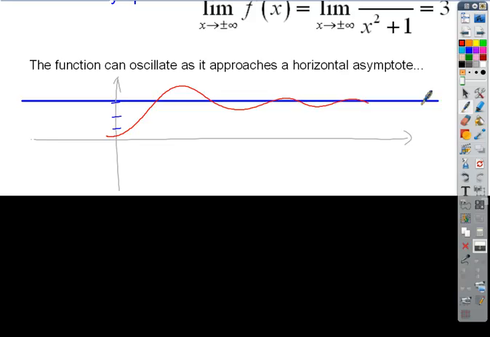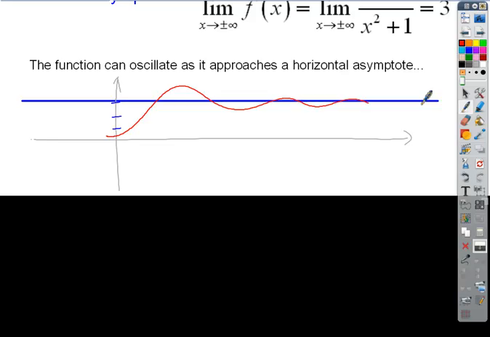You can't cross a vertical asymptote, but you can cross a horizontal asymptote. Wait, what's the reason you can't cross it? You can't cross a vertical asymptote because that's a value of x where the function is fundamentally undefined. So you can't define the function there, so therefore you can't cross it.